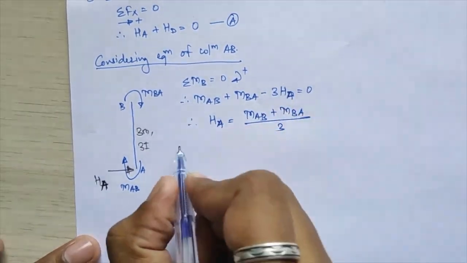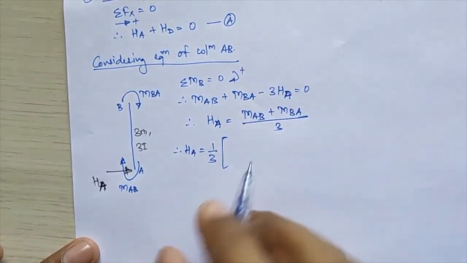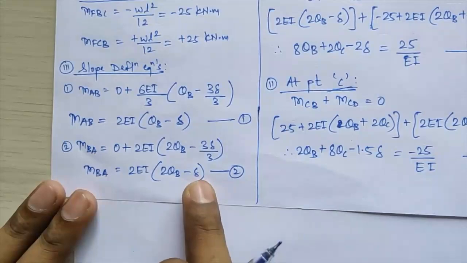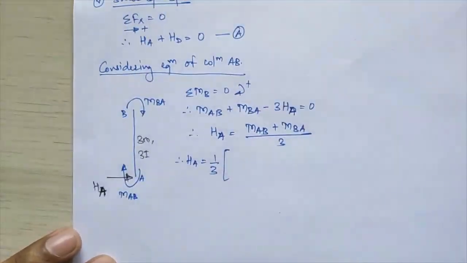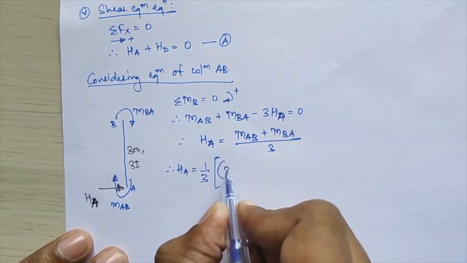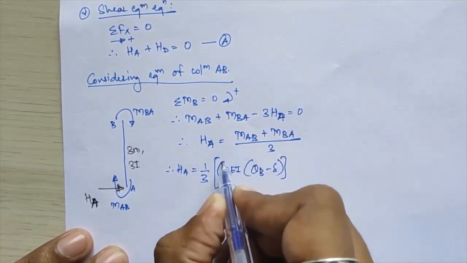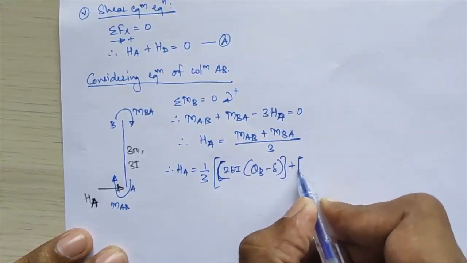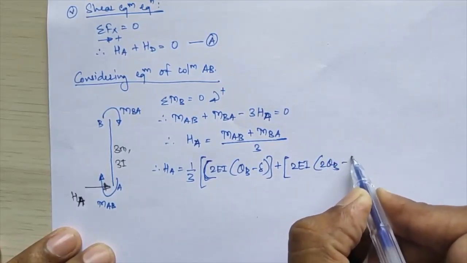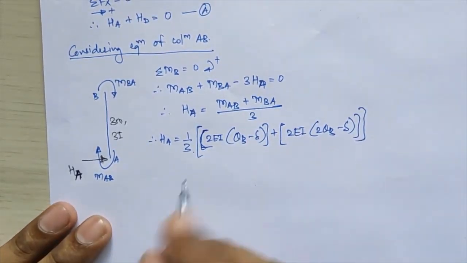Now here we will simplify the HA value. I'm writing HA as 1 by 3 of, taking this 3 outside, MAB plus MBA. The slope deflection equations I have got are equation number 1 and equation number 2, so I'll substitute those two equations here. The MAB equation is 2EI into bracket theta B minus delta, plus the BA equation, 2EI into bracket 2 theta B minus delta, divided by 3. I'll simplify this.